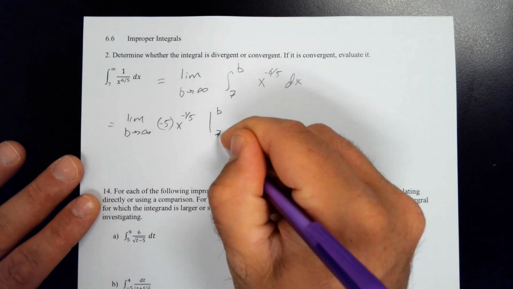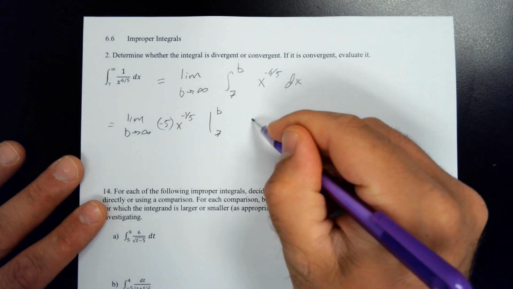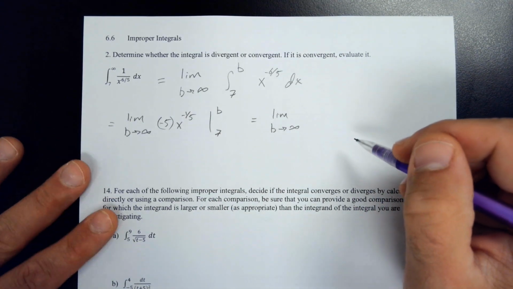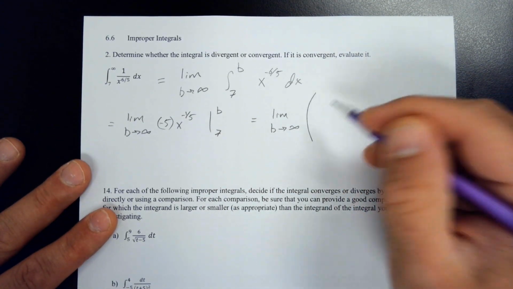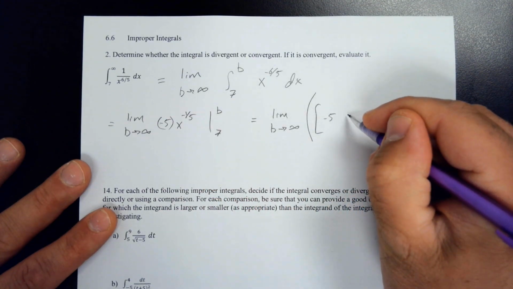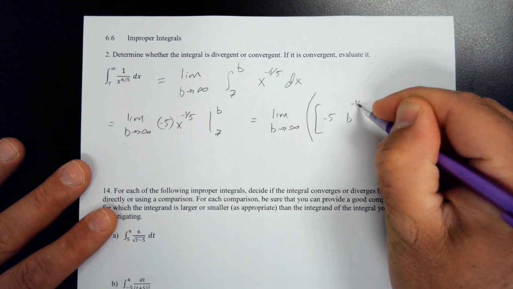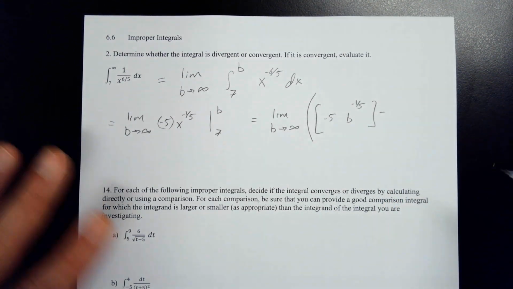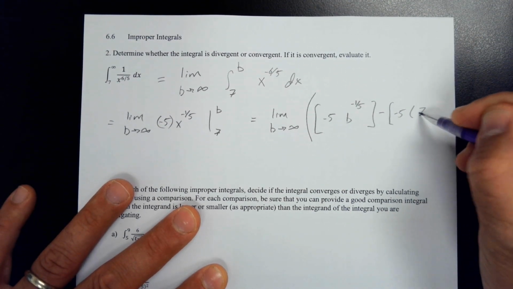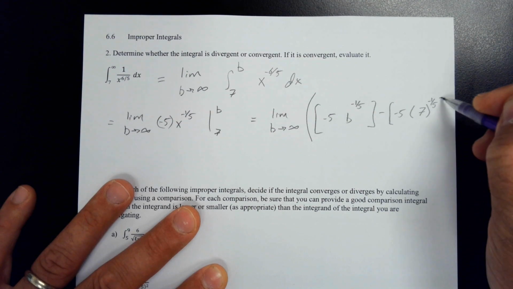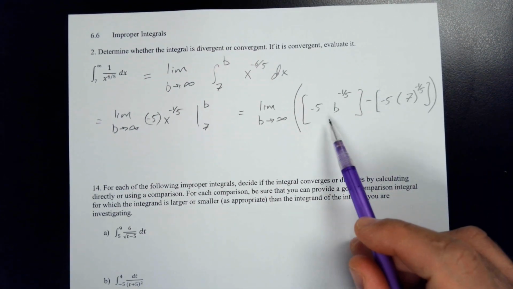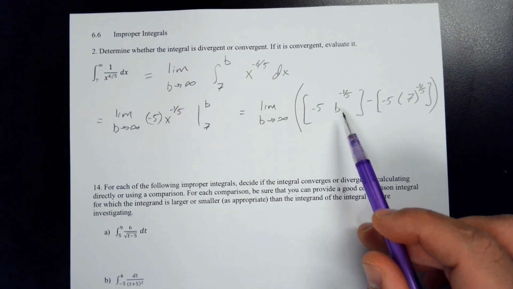Okay, well, let's see what happens. This is the same as the limit as b approaches infinity, and I'll plug in a b and I'll plug in a 7. So if I plug in a b, I get negative 5 times b to the negative 1/5. And if I plug in a 7, I get negative 5 times 7 to the negative 1/5. Okay, this is clearly a number right here. It's some constant.